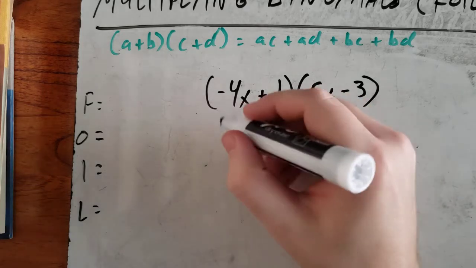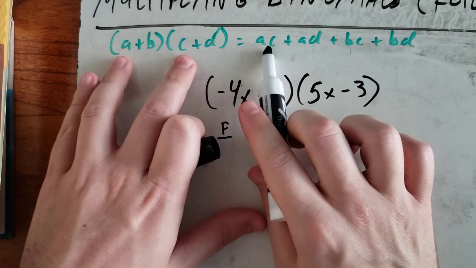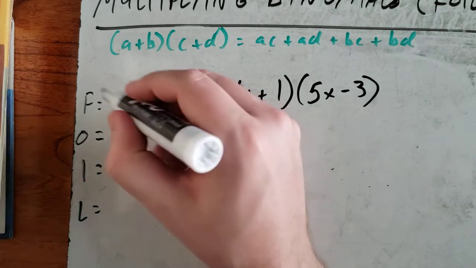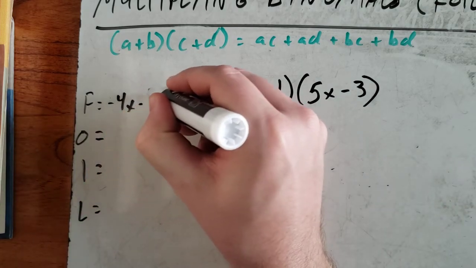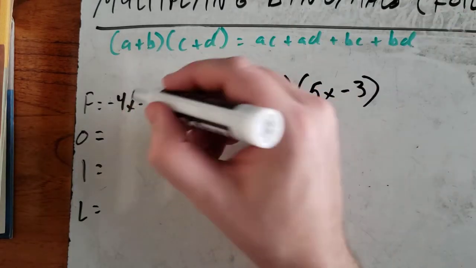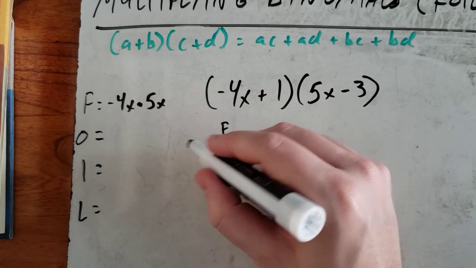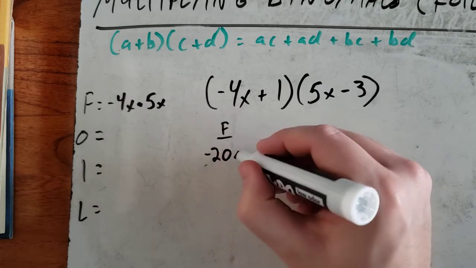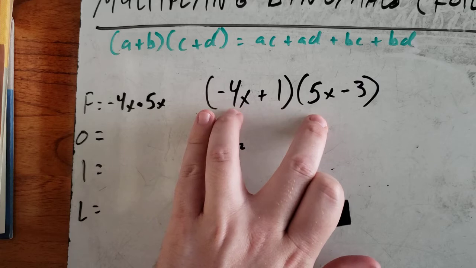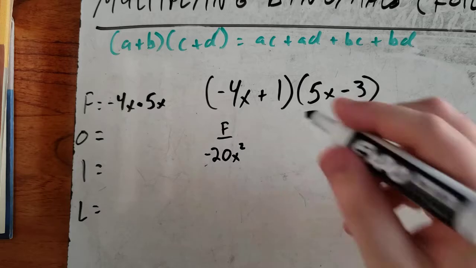So, first thing, our F. What's our first? Our A and our C terms, right? Our first terms here, we have a negative 4x times a 5x. So we have a negative 4x times 5x. Okay? Now when we do that, negative 4 times 5 is negative 20, and that's x squared. Okay? That's our F, multiplying these first two terms. Negative 4x times 5x, boom, boom, negative 20x squared.